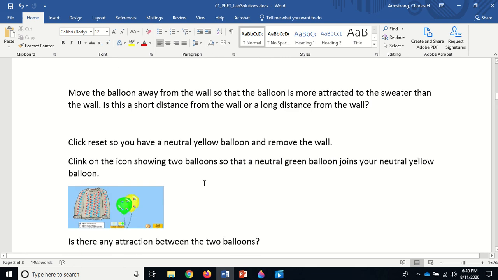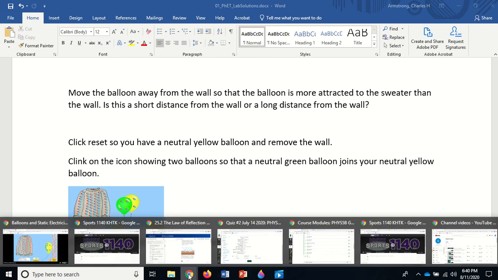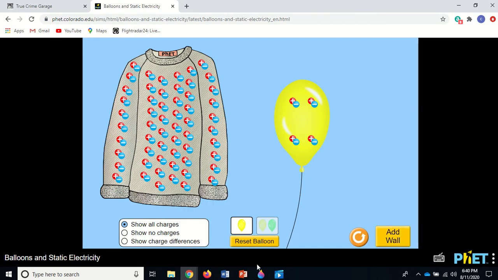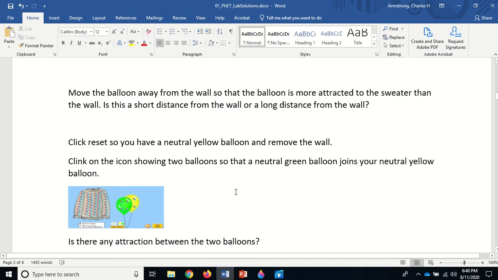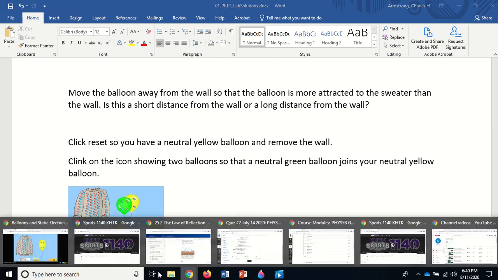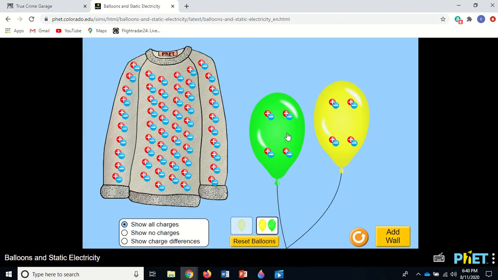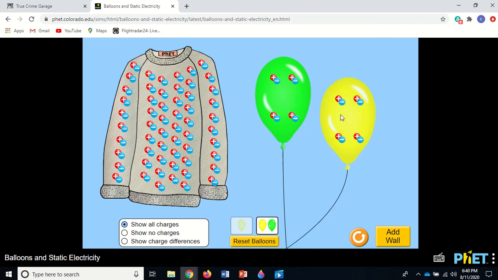Click the reset so you have a neutral yellow balloon and remove the wall. So you come over here and you reset and you remove the wall. Okay, click on the icon showing 2 balloons so a neutral green balloon joins your neutral yellow balloon. That's this guy right here. So now we got 2. And nothing happens. They're not attracted, they're not repelled, nothing.